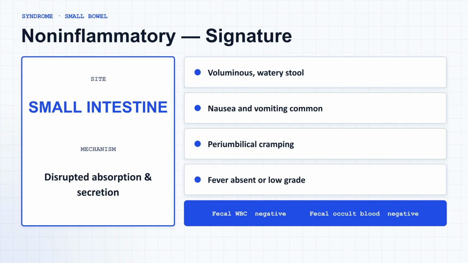Here is the practical point. This is the group that almost never needs a stool culture and almost never needs antibiotics. One exception to keep honest. A non-inflammatory illness can still be lethal. Cholera kills through pure volume loss.